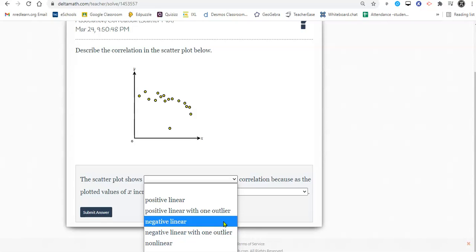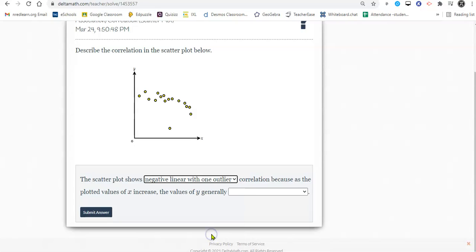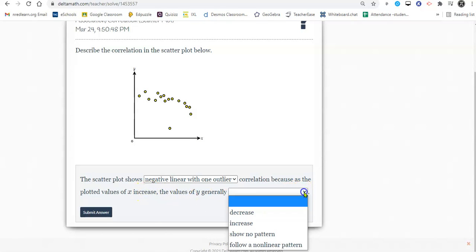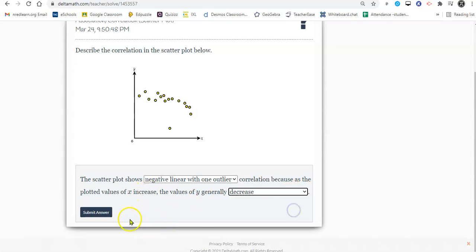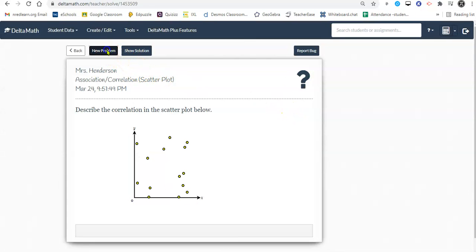But it looks like I have that one little point down here that is sticking out. So I'm going to choose negative linear with one outlier. And that is because as the x values increase, the dots are going down the y-axis. So as the x values increase, the values of y generally decrease. Let's take a look and, right, again.